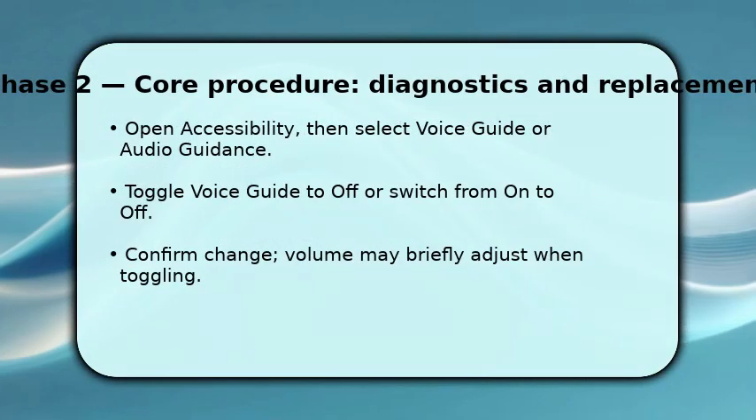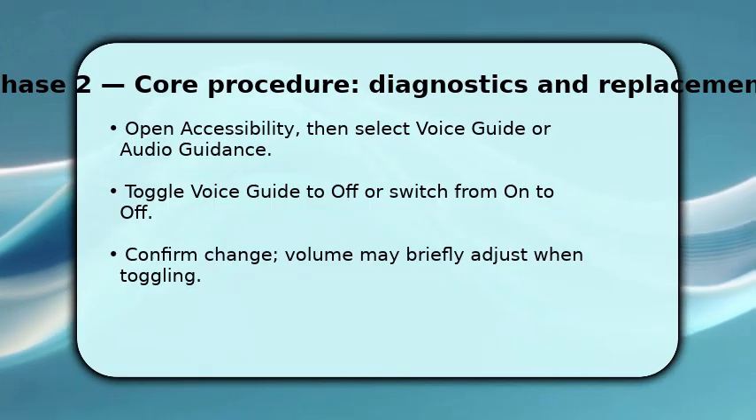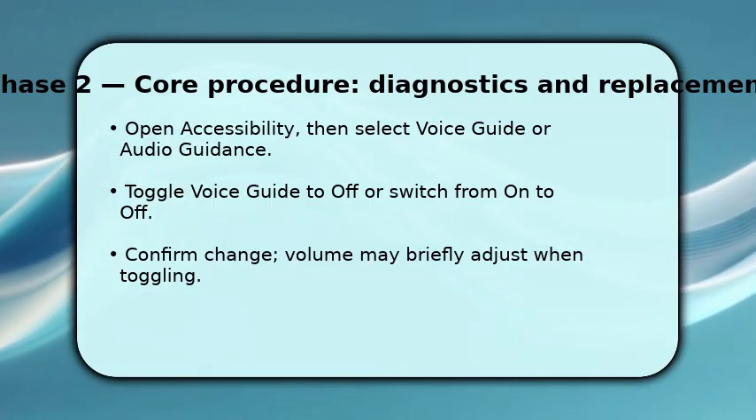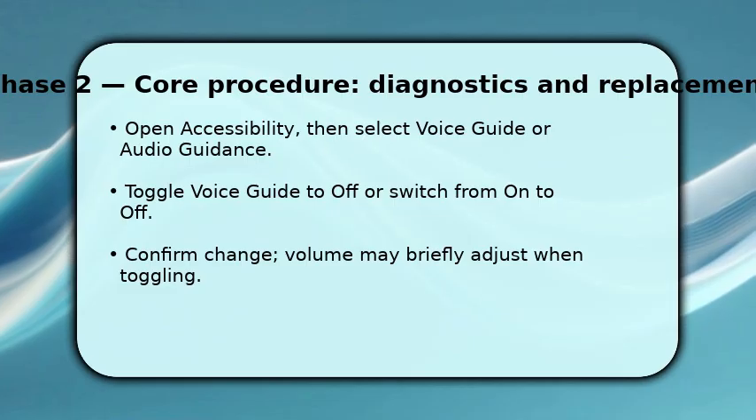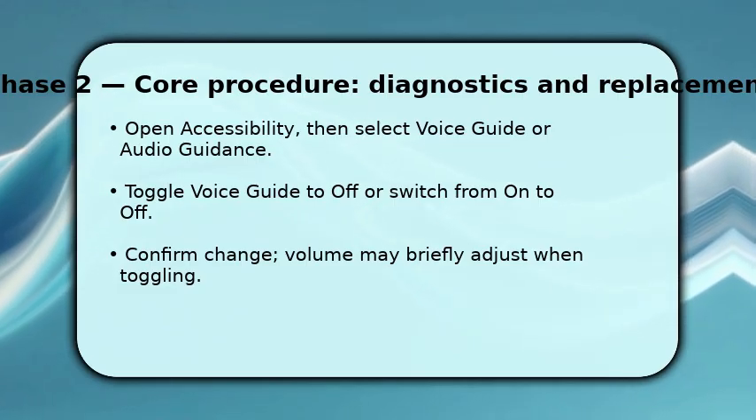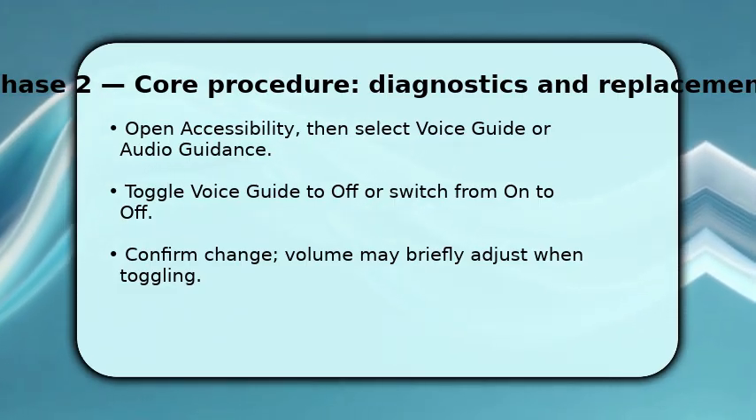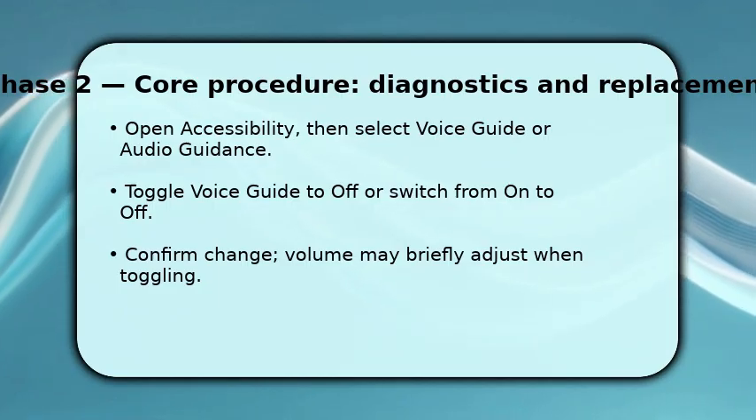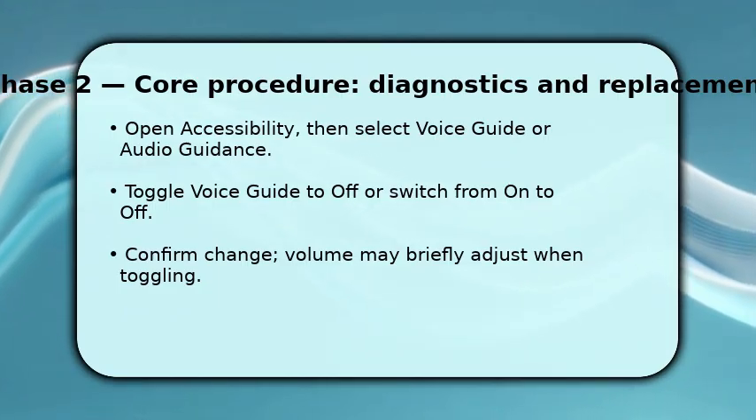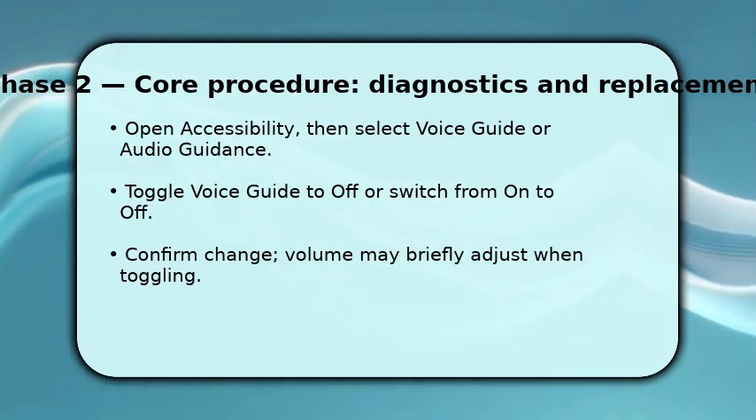Once in Accessibility, find Voice Guide or Audio Guidance. Names vary by model. You'll select that option, then toggle the setting from on to off. Do it slowly so the menu registers the command. The TV might speak once more while turning off, so listen and then confirm visually that the toggle reads off.